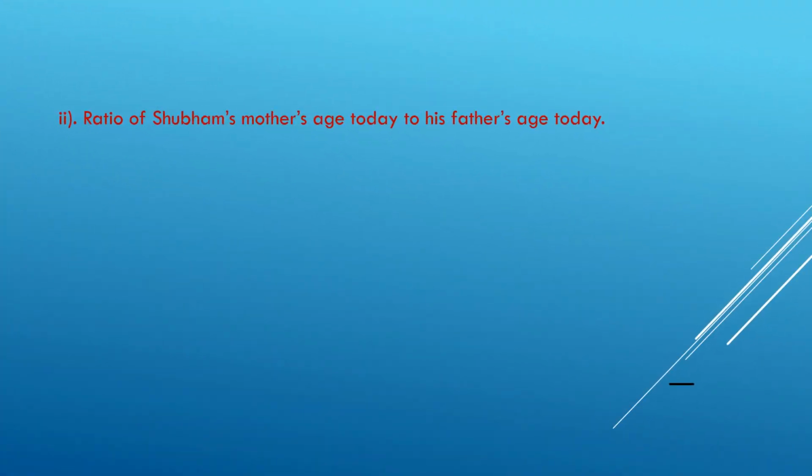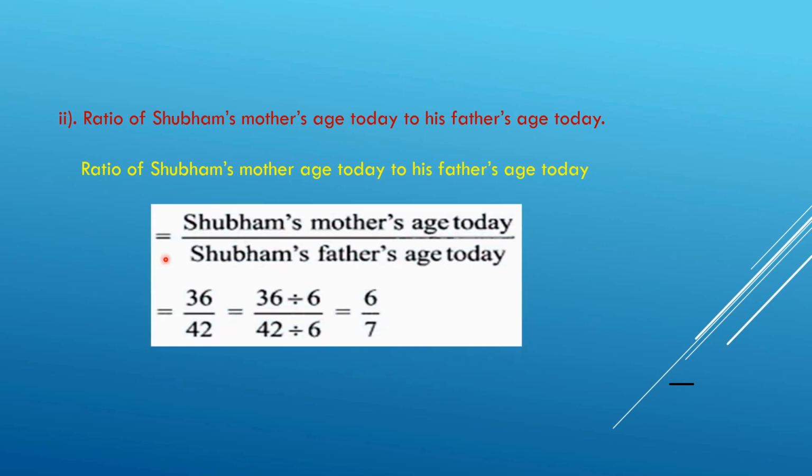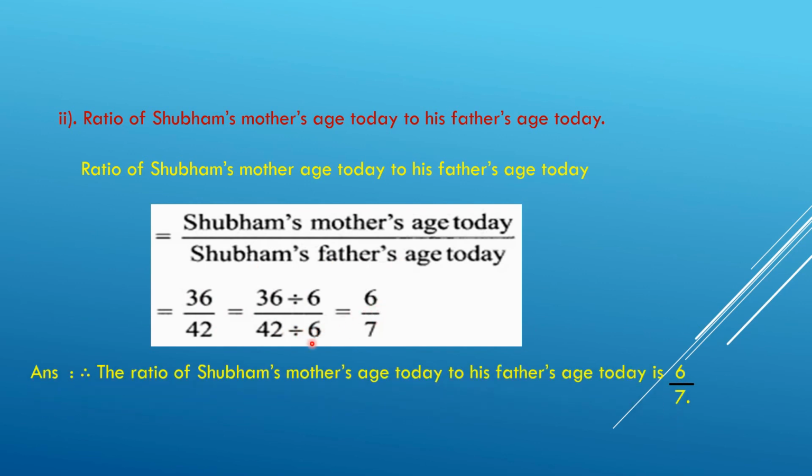Second question: the ratio of Shubham's mother's age today to his father's age today. The ratio of Shubham's mother's age today to his father's age today is equal to Shubham's mother's age today upon Shubham's father's age today. That is equal to 36 upon 42, which is 36 divided by 6 upon 42 divided by 6, equal to 6 upon 7. Therefore, the final answer: the ratio of Shubham's mother's age today to his father's age today is 6 upon 7.